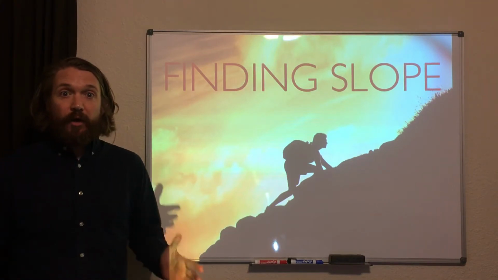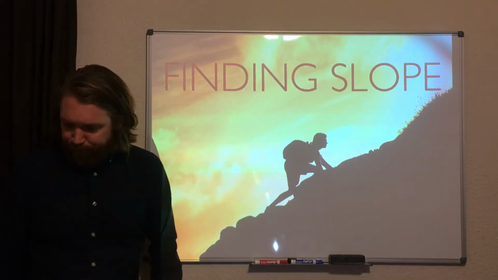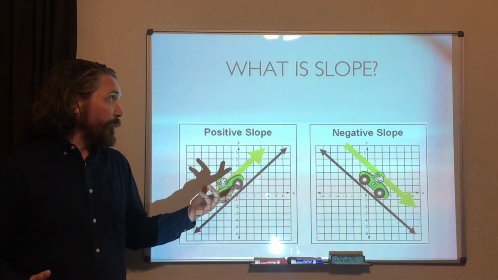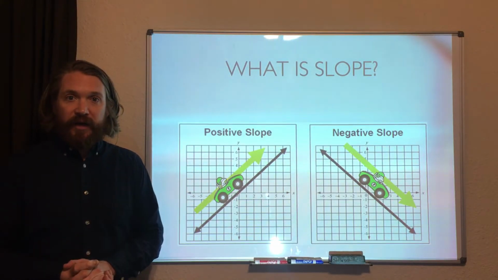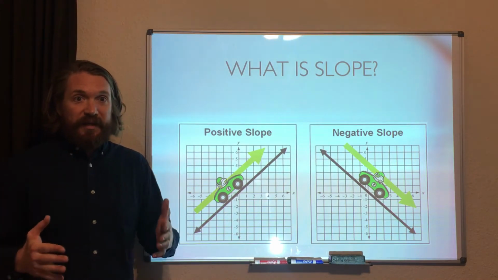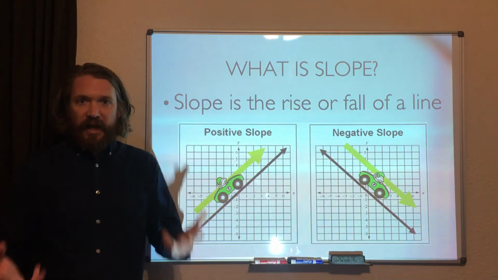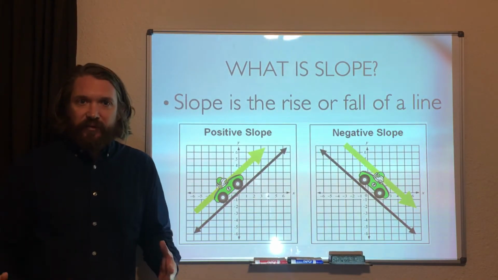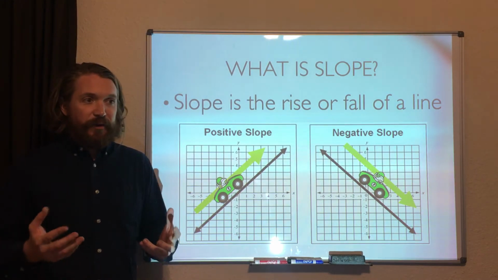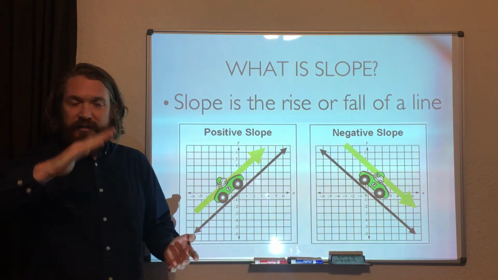Today we are going to be talking about slopes and how to find them. Okay, so first question, what is a slope? Outside of a pretty fun word to say, slope is simply the rise or fall of a line. In day-to-day life, you encounter slopes all the time. It's how angled the ground you're walking on is.